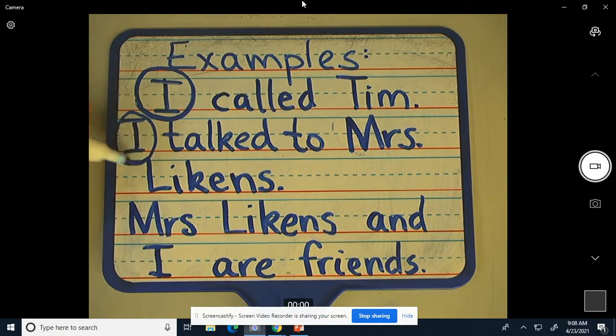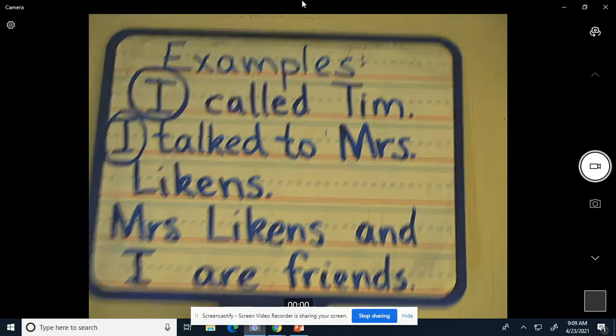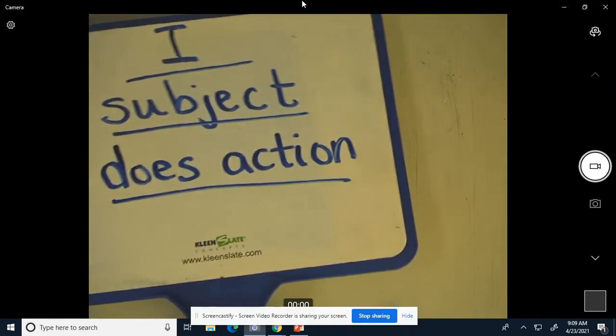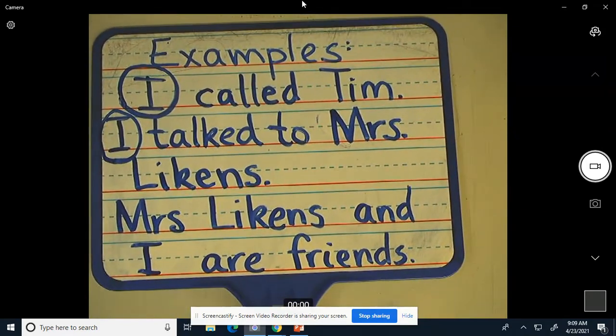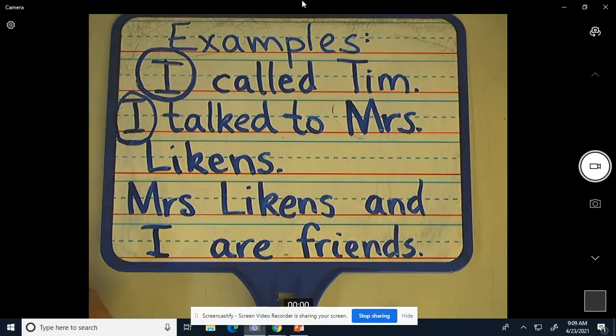I talked to Mrs. Likens. So we used I. It is the subject of the sentence. It's who this sentence is about. And what did I do? I talked. So that followed all of our rules. I was the subject and I called someone, and that was Mrs. Likens. The last example is going to use I not at the beginning of it.